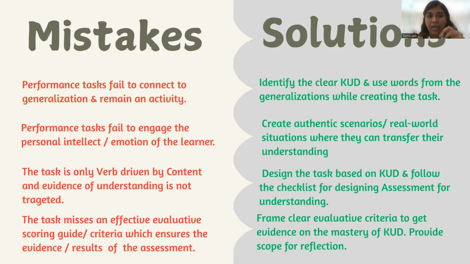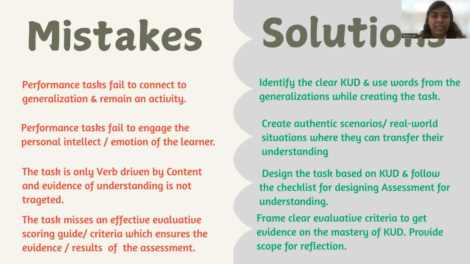Next, the task is only driven by verb and content, and evidence of understanding is not targeted. As I stated, you have to go back to the KUD, create a proper KUD, and then design the assessment accordingly. If we do that, you will definitely not miss it. So when you're doing that, you always have to check on those criteria, whether our generalization is there, whether personal intellect is targeted or not. Again, have I given scope for the facts? Have I given scope for the skills? If you target all three, you will not miss on that. And make sure your KUD is very strong.